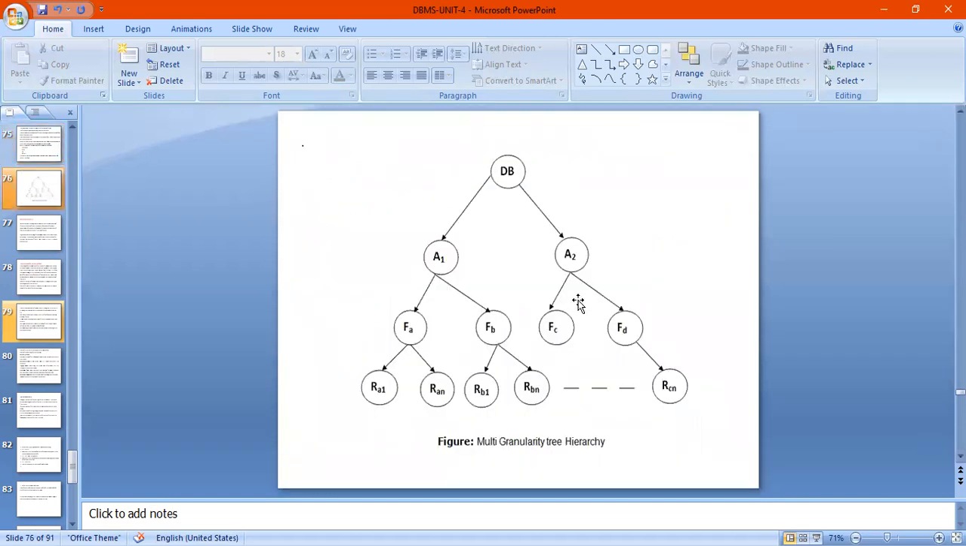So this is the hierarchical tree for multi-granularity. There is a base database which has children A1 and A2, and A1 has FA, FB, and FC, and FT for A2. A2 and FA have RA1 and RA, and this is B1 and RBN, and so on till RBN. If this link is cut, the whole data collapses.